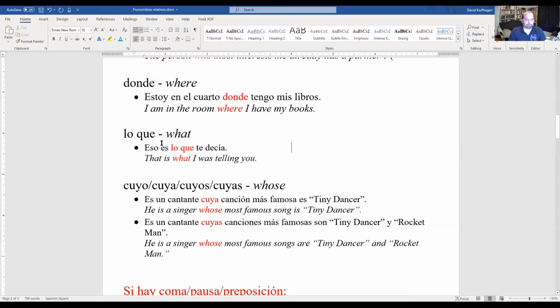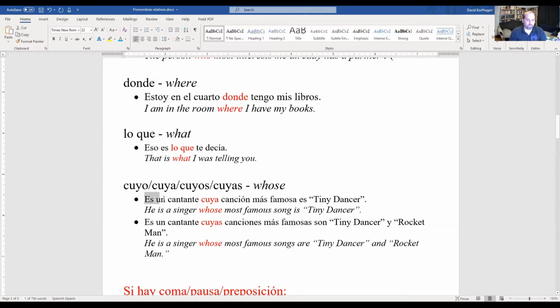And then with cuyo, cuya, cuyos, cuyas, technically it's not really a pronoun. It's more of a word that acts as an adjective in Spanish. And we know that because it goes with the gender and number of the thing it's referring to, right? Of the second thing it's referring to.